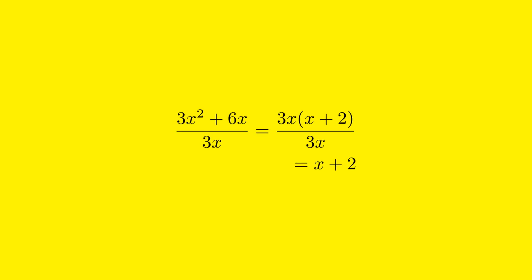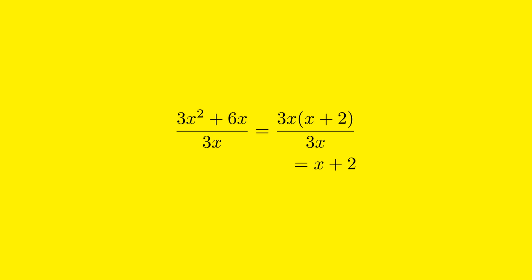To begin simplifying the rational expression, we observe the given expression 3x squared plus 6x divided by 3x. First, we factor out the greatest common factor from the numerator. The terms in the numerator, 3x squared and 6x, both share a common factor of 3x. So, factor out 3x from the numerator. This gives us 3x times the quantity x plus 2. So now the expression reads 3x times x plus 2 divided by 3x.